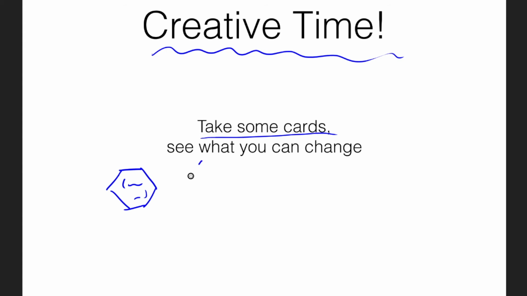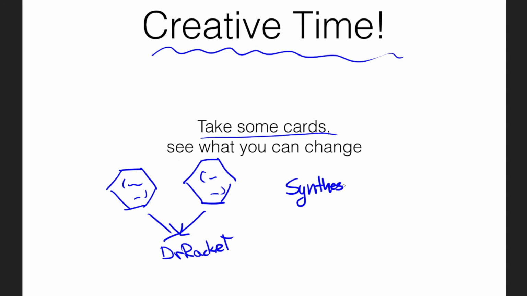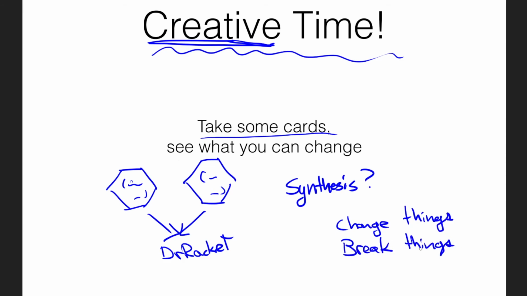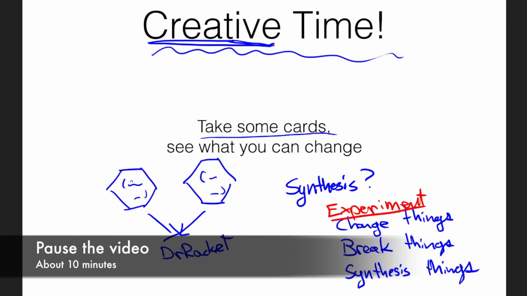So you're going to take those cards, just like before. And let me give you one other idea for something that you can do during creative time, which is you can take two cards and you can try to combine them inside of Dr. Racket into one program. That's essentially taking two games and putting them together. That is something that we call synthesis. You don't have to do it. It's just an idea. So the point is to be creative by either changing things, you can try breaking things, or you can try synthesizing things. It doesn't really matter, as long as you're being creative, as long as you are experimenting. Okay, pause the video for this last activity.